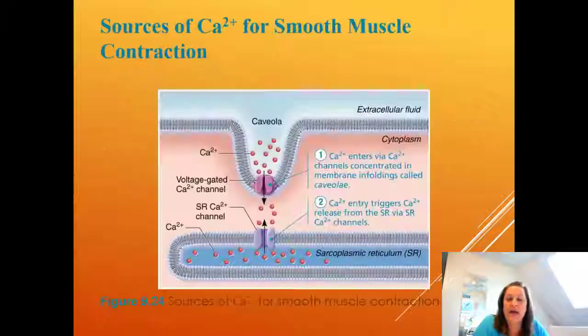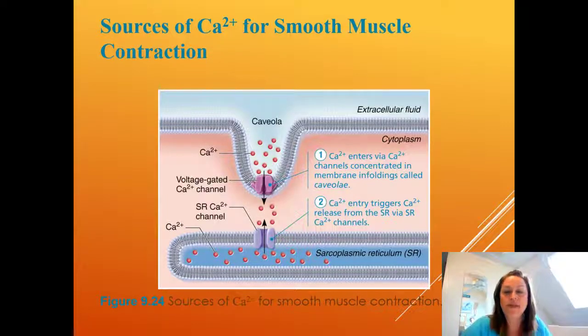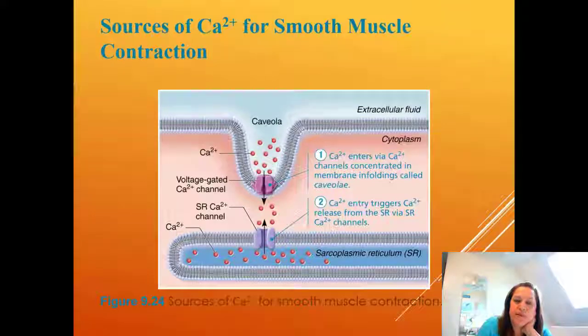We're still talking about actin and myosin. All right, it's just a little bit of a different setup. We have calcium activating the calcium channels. Then those calcium channels are going to flood the calcium along the membrane of the smooth muscle cell.